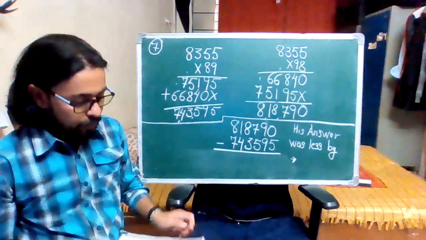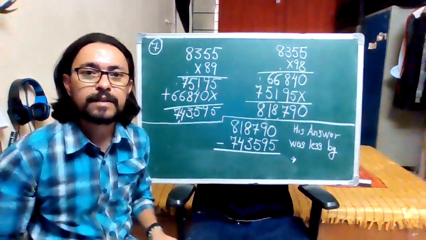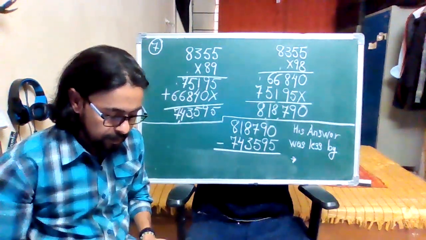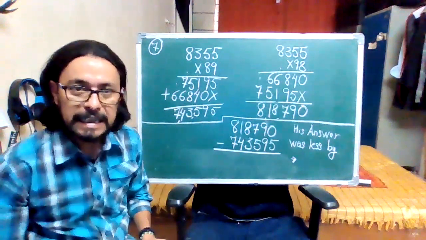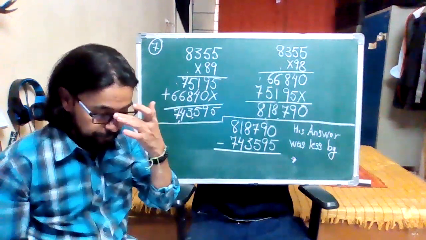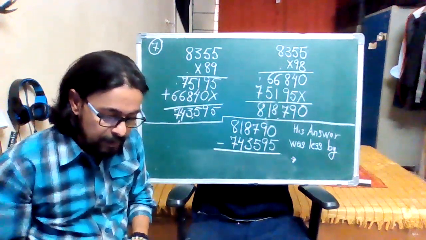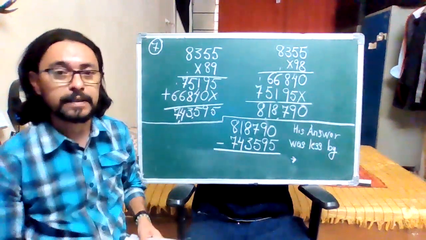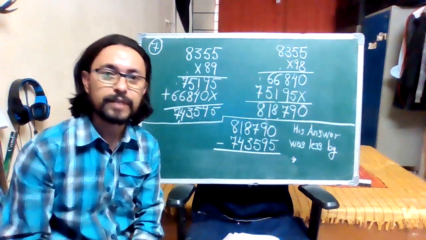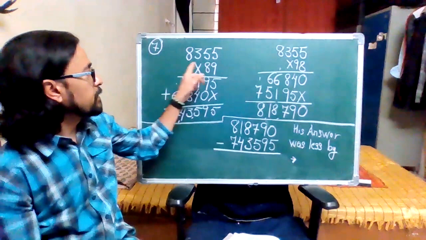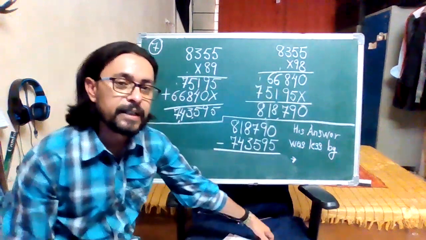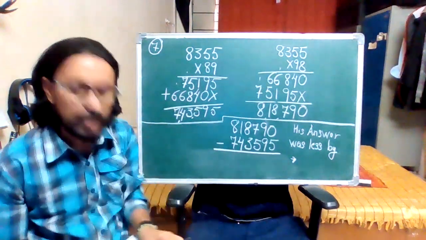We now move on to sum number 7, which is one of the interesting sums in this book. And it says a student multiplied 8,355 by 89 instead of 98. By how much was his answer less than the actual answer? Now he had a number that is 8,355. Now you can see I've written 8,355. He had to actually multiply it by 98, but he went and multiplied it by 89.